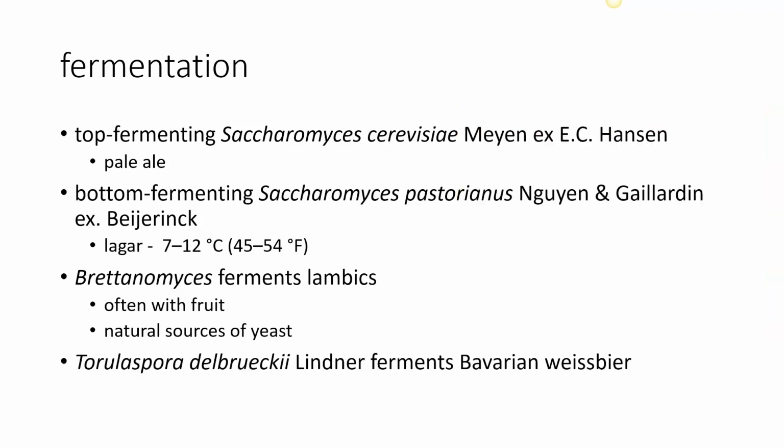We have Torulaspora delbrueckii, which ferments Bavarian Weissbier. This is a whiter type of beer. It's often done with things like wheat. You get a different type of product because of the different type of yeast that's involved in it.